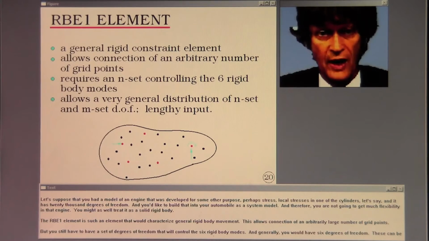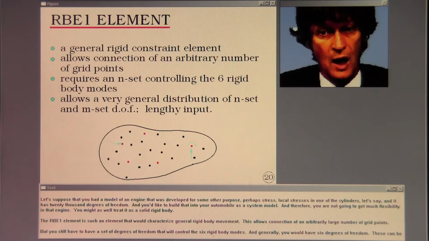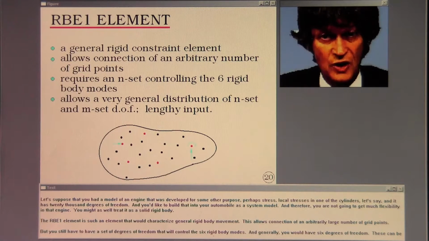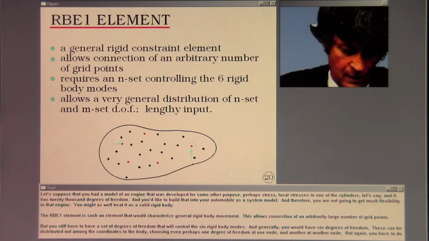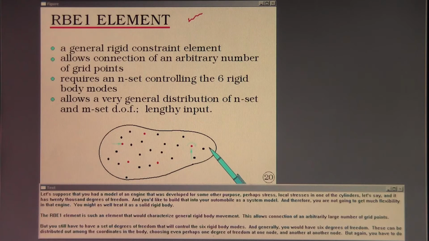And you'd like to build that into your automobile as a system model, and therefore you are not going to get much flexibility in that engine. You might as well treat it as a solid, rigid body. The RBE1 element is such an element that would characterize general rigid body movement.